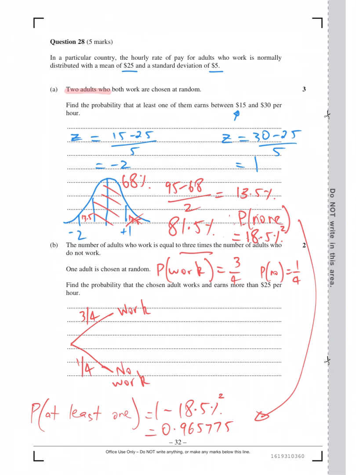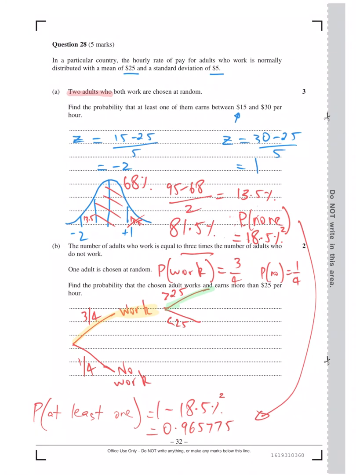Find the probability that the chosen adult works. So they need to be along this pathway here. They need to work. And then $25 is the mean of our normal distribution. So they can be greater than 25 or less than 25. Okay, so I want this one here. I want to know if they're greater than 25. Well, because that's my mean, it's actually a 50% chance, or 1 out of 2.